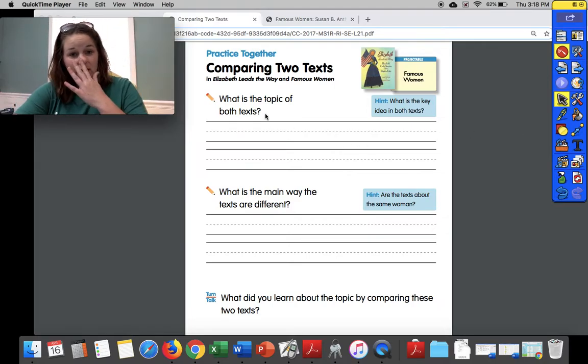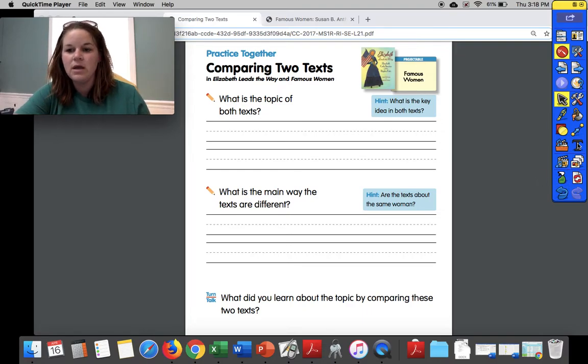So if we think about Elizabeth Leads the Way, you should have heard that from Miss White. And it tells us about Elizabeth Cady Stanton and how she came up with ideas that women should have the right to vote. The story on the Famous Women, we read about Susan B. Anthony, and it told about her as an adult, how she fought for the right for women to vote. Okay, so what is the topic of both texts? What is the key idea, the main idea? So that's what we just talked about.